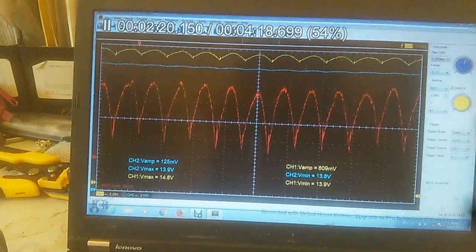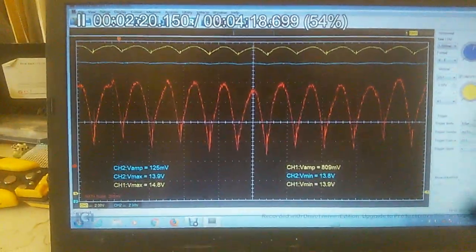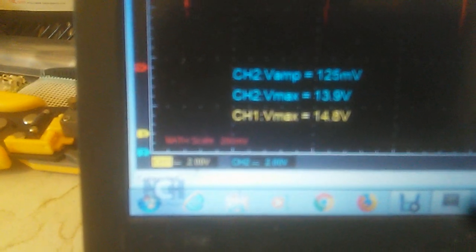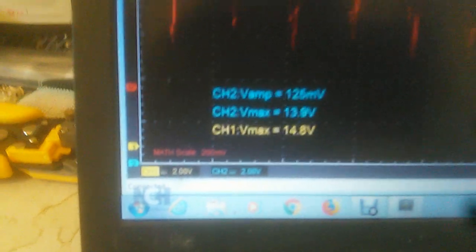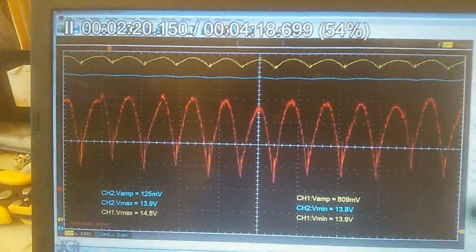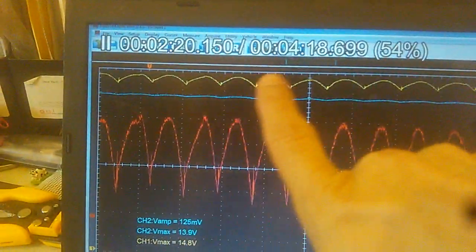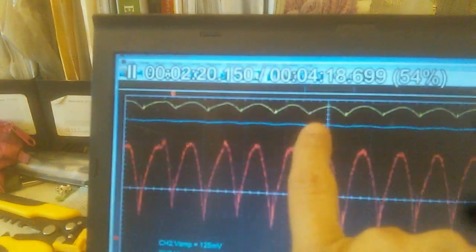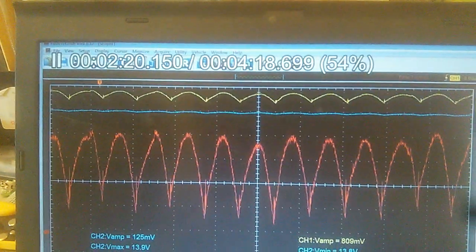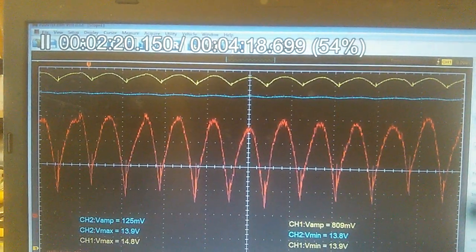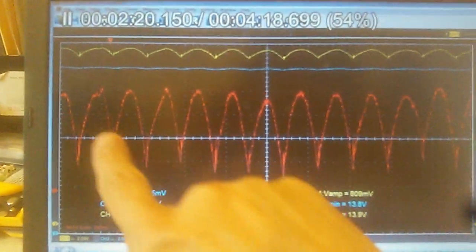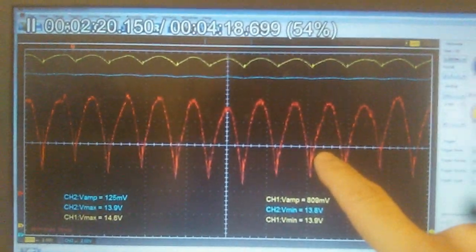So one of the tricks you can do with the Hantecs is you can use the math function. Look down here, it's kind of hard to see, but it says math scale, 200 millivolts. If you want to see the AC ripple on your alternator, the yellow line here is the alternator post, the blue line is the battery positive post, and you use the math function to subtract the battery voltage from the alternator voltage. And then here, this red line, you can see the AC ripple.